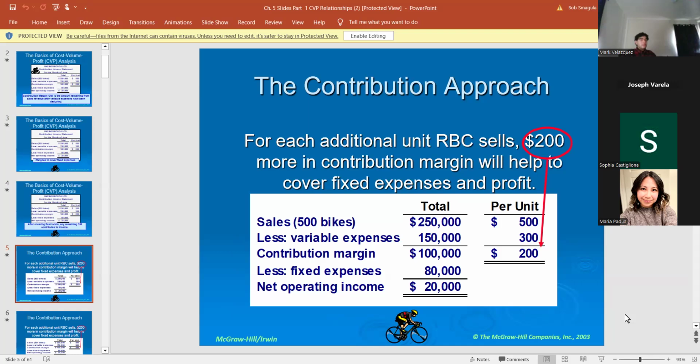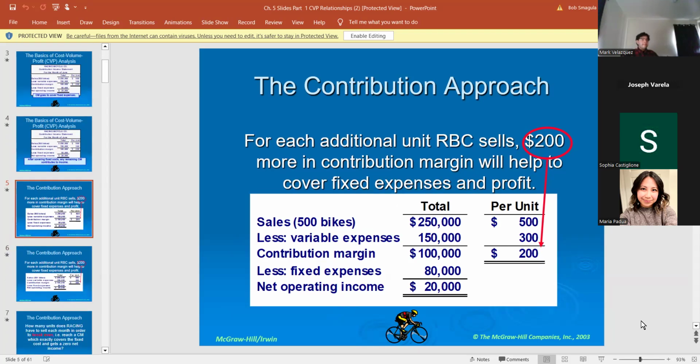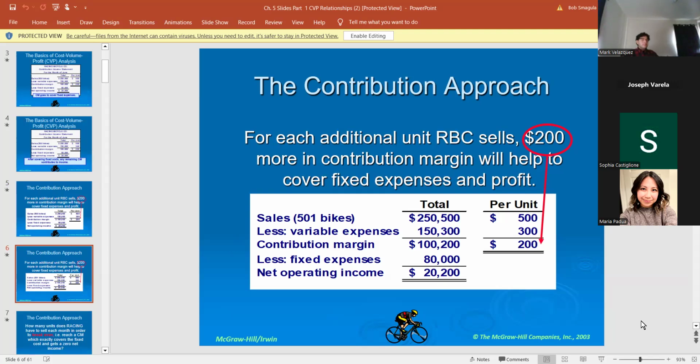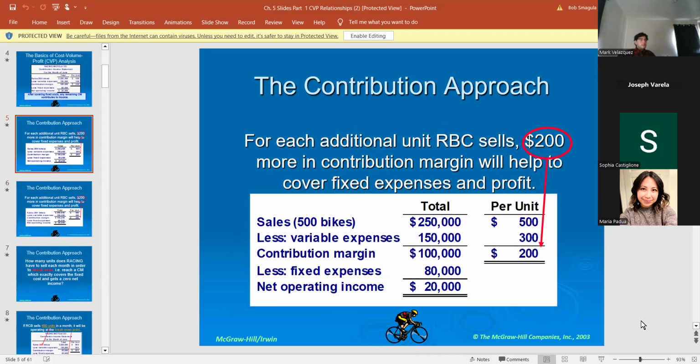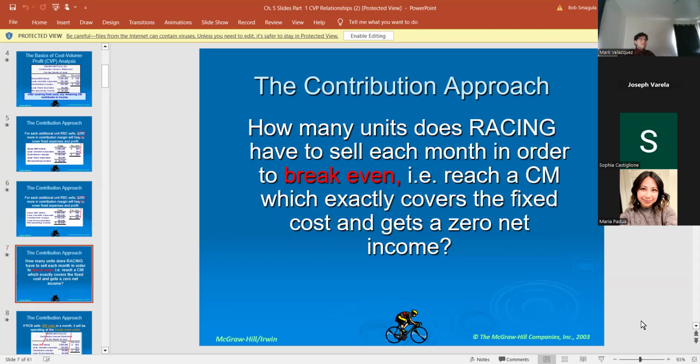And here they're making the point I just babbled about. Each unit sold will help to cover the fixed expenses and profit. Let's continue along here. For each unit they sell, they come up with the $200 in contribution margin. I get the sense they duplicated this one, huh? Okay, here we go.